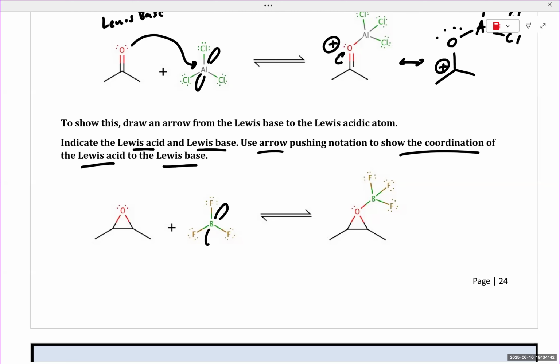So here in this case, we have boron, which is going to be the Lewis acid. BF3 is a very common Lewis acid. Boron has an available empty p orbital that can be attacked. This epoxide oxygen will be our Lewis base, which is going to be the lone pair donor. It's going to attack the Lewis acid, and that's what forms this oxygen-boron bond.